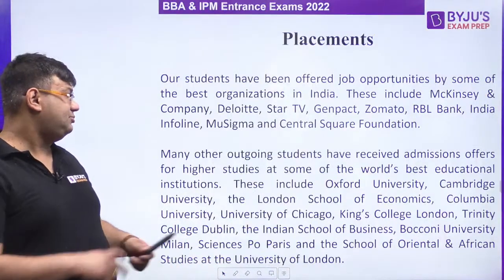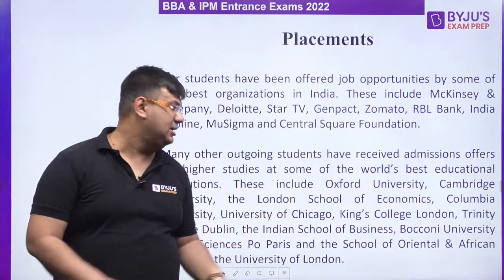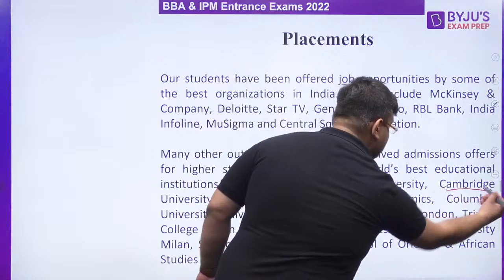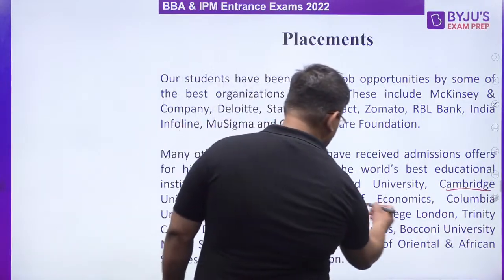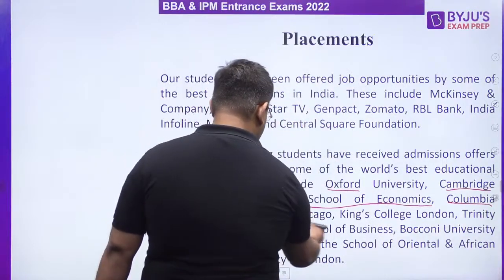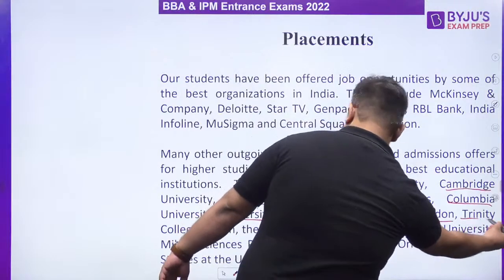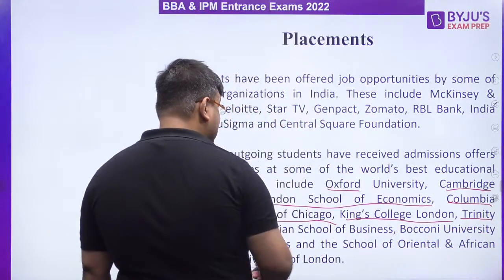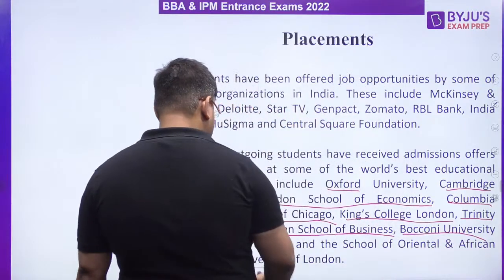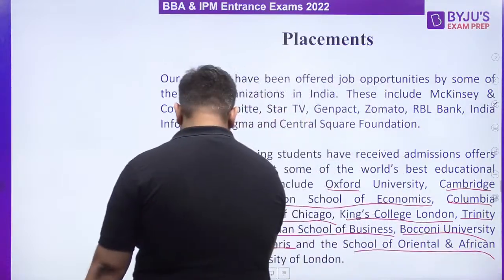These are some of the outgoing students who have been further accepted for higher education at places like, I'll just highlight some of them. Oxford is one, Cambridge is another. Then we have the London School of Economics, or LSE as we call it, Columbia University, University of Chicago, which has a sort of distance learning center in Central Delhi. King's College London, very famous. Trinity College in Dublin, Dublin is in Ireland. Indian School of Business which is in Hyderabad. Bocconi is in Milan, Italy. This one is in Paris, France. School of Oriental and African Studies at the University of London.